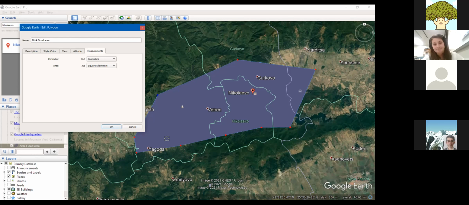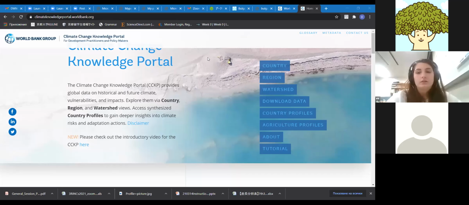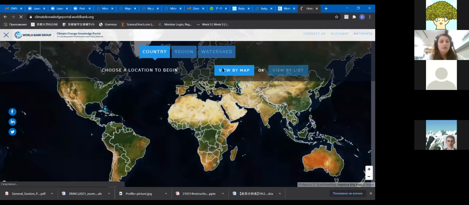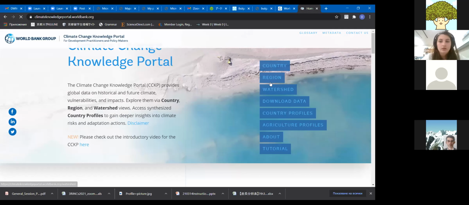Okay, thank you. So can you find the population density by using the World Bank database? Yes. Oh, sorry, one second. I will share the other part. Okay, so we can go to the World Bank and we go to country. Again, I will select Bulgaria.